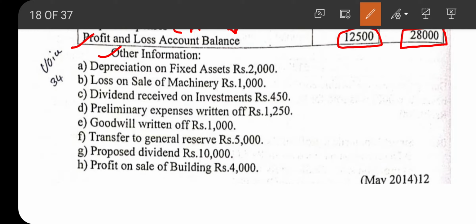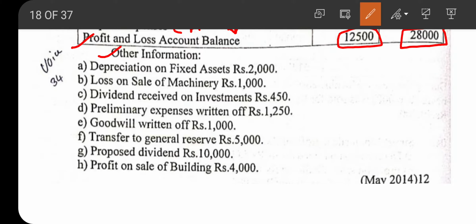In this problem you need to calculate cash flow from operating activities. The format starts from the closing balance of profit and loss account, add non-operating and non-cash expenses, less non-cash income, less the opening balance of profit and loss account. Then you need to add the decrease in current asset and increase in current liability, less increase in current asset and decrease in current liability. Then if there is any income tax paid, you need to deduct that also, and then you will arrive at cash flow from operating activities.